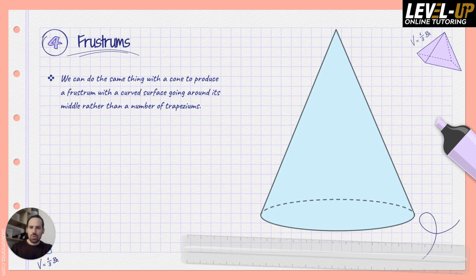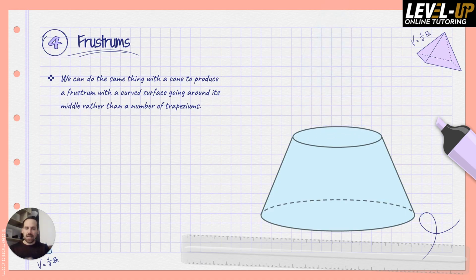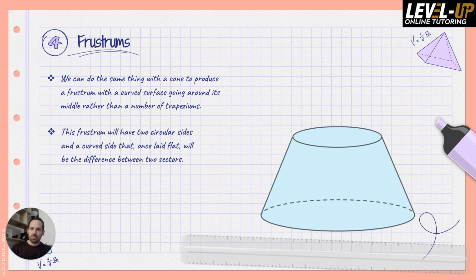Another type of frustum we can make using a cone, and it's going to be more of a circular frustum. Similarly, we get a cone and cut horizontally to the base, and we take off the top part of the cone, and what's left here is a circular frustum. It's got two circle sides, for the base and the top, and then one continuous curved shape that goes around, and you might be wondering how we'd calculate the area of that. It's actually calculated as the difference between two sectors. That will make more sense as we look into how we calculate the surface area of a cone soon enough.